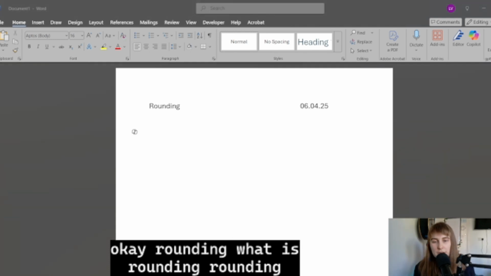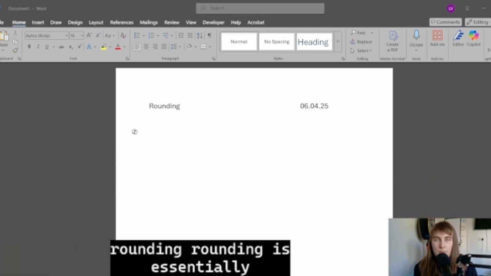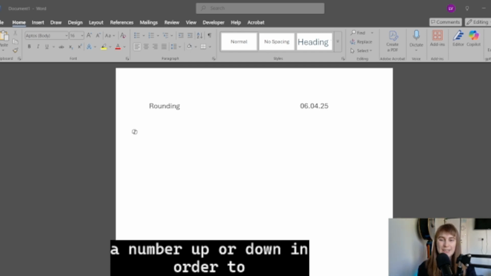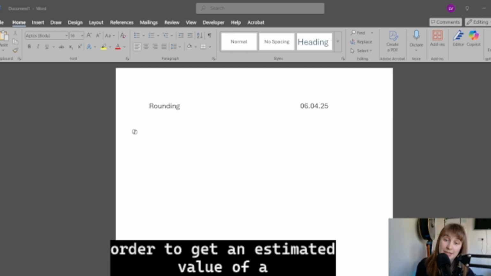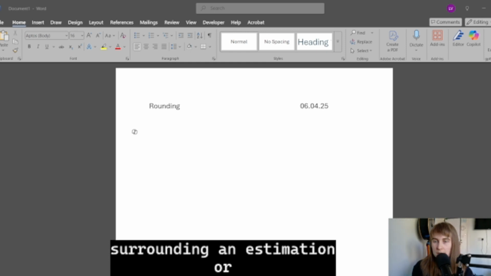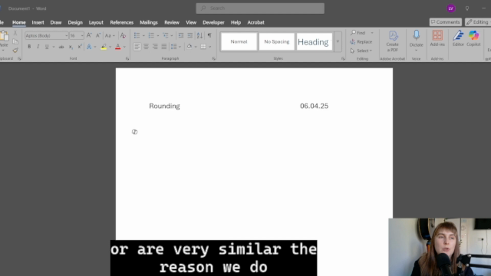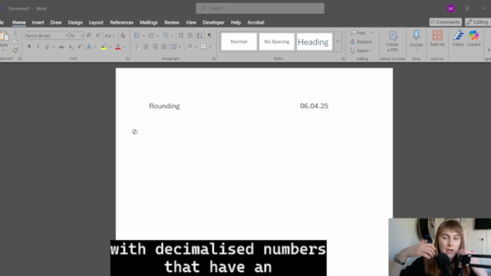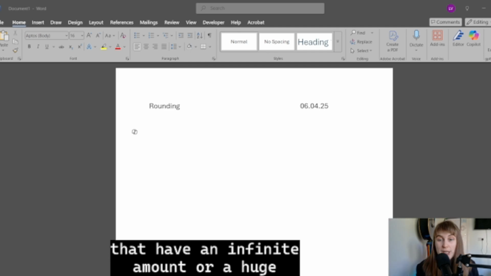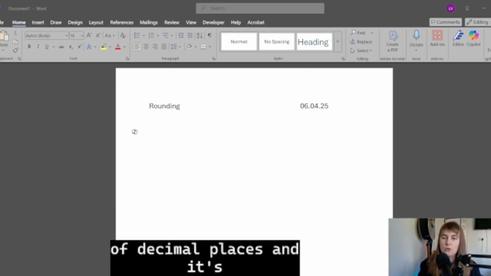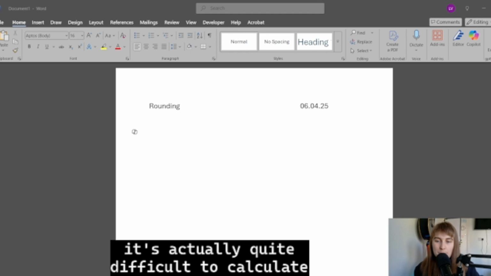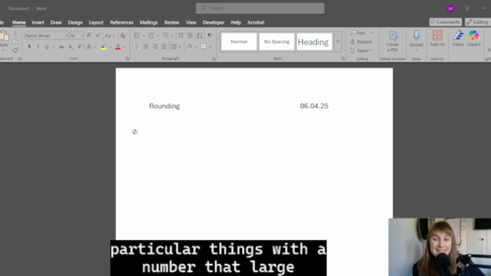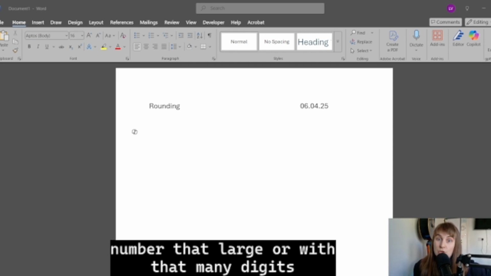Rounding is essentially either rounding a number up or down in order to get an estimated value of a number. So rounding and estimation are very similar. The reason we do round is that often we end up with decimalized numbers that have an infinite amount or a huge amount of decimal places. And it's actually quite difficult to calculate particular things with a number that large or with that many digits, particularly if you're not using a calculator.